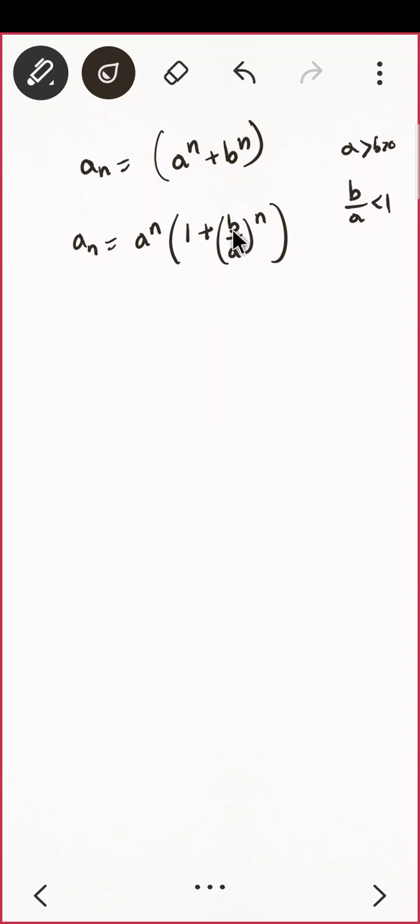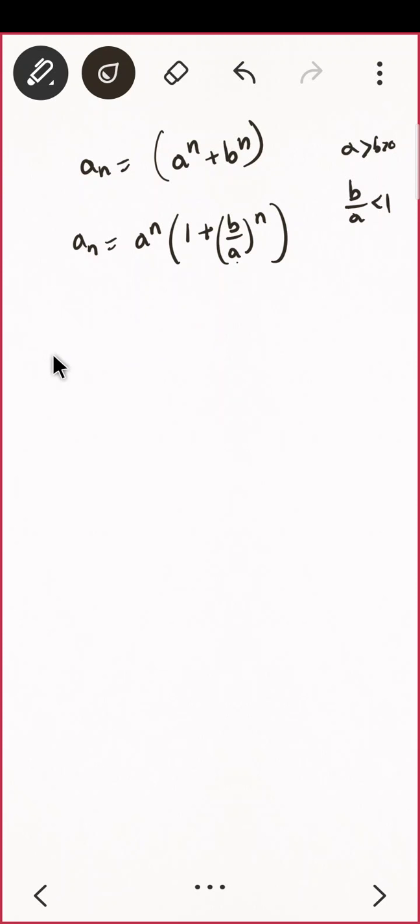Now this b by e raised to n is easy to do. Can you see the answer now? Can I use a root test?